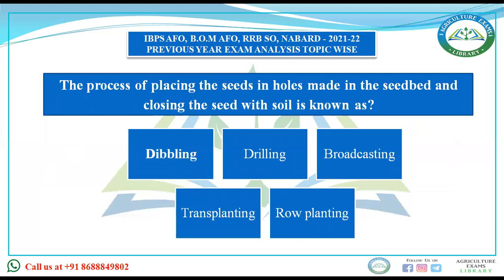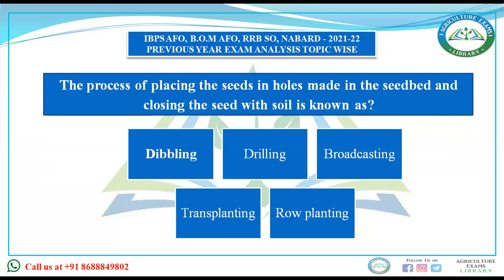And if you see the next question: the process of placing the seeds in holes made in the seed bed and closing the seed with the soil is known as. In this process, we have to open the soil and place the seeds, which means we have to make holes there. By making holes, an implement is used for this process. That implement we call the dibbler. By naming that implement, we can come to these options. We have the option dibbling. So in this process, dibbling is the answer.